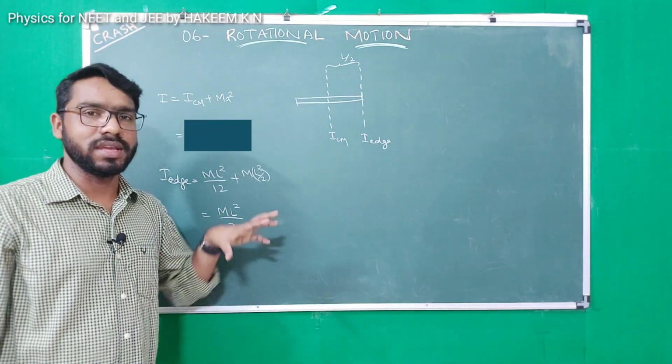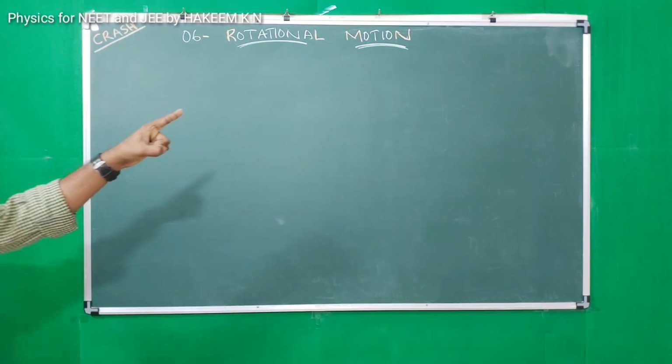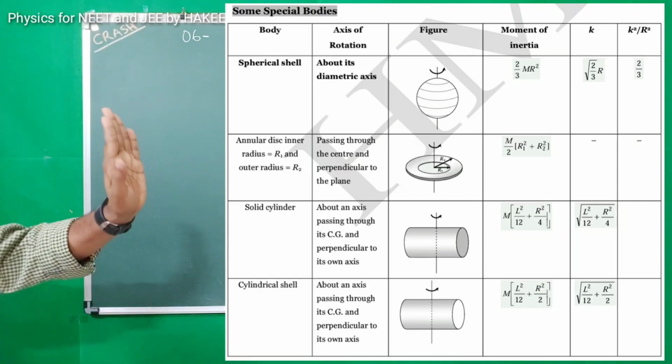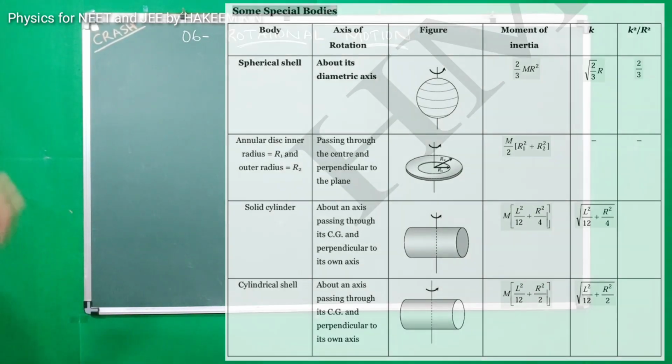These are the equations given in the NCERT textbook. Some special bodies: a spherical shell, about its diametric axis, has moment of inertia 2 by 3 Mr square. For an annular disc with inner radius r1 and outer radius r2, it is half into M by 2 into r1 square plus r2 square, that you can learn by heart. And you can see the moment of inertia of a solid cylinder about an axis passing through its center of gravity and perpendicular to its own axis.